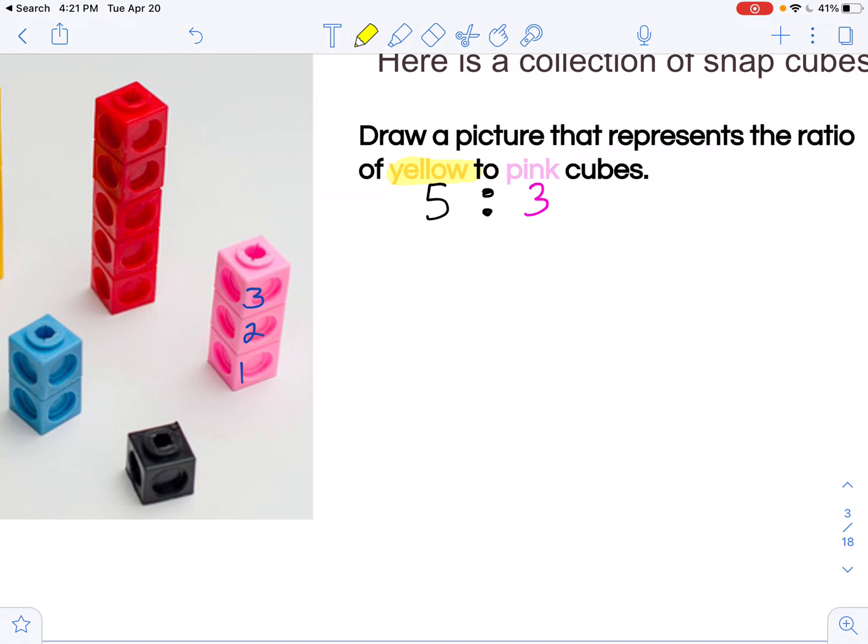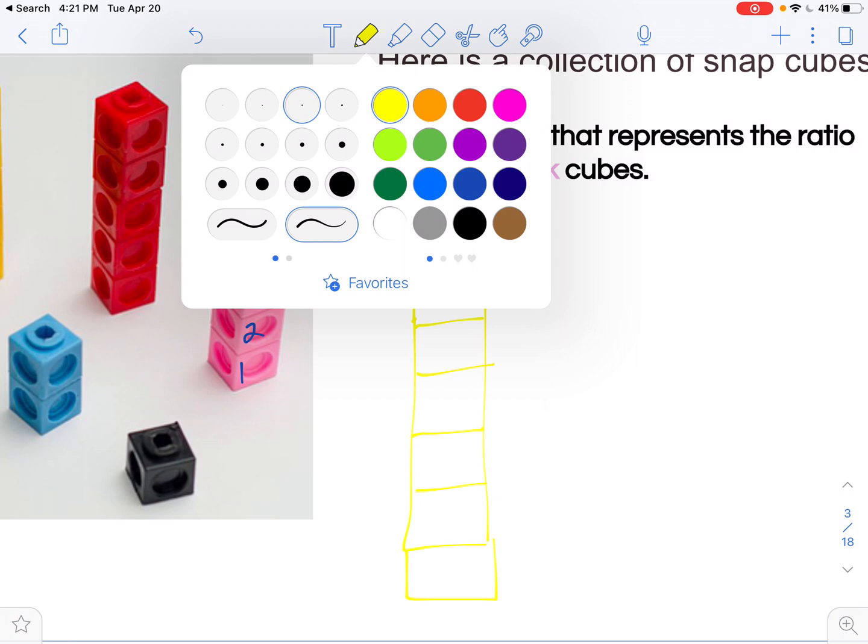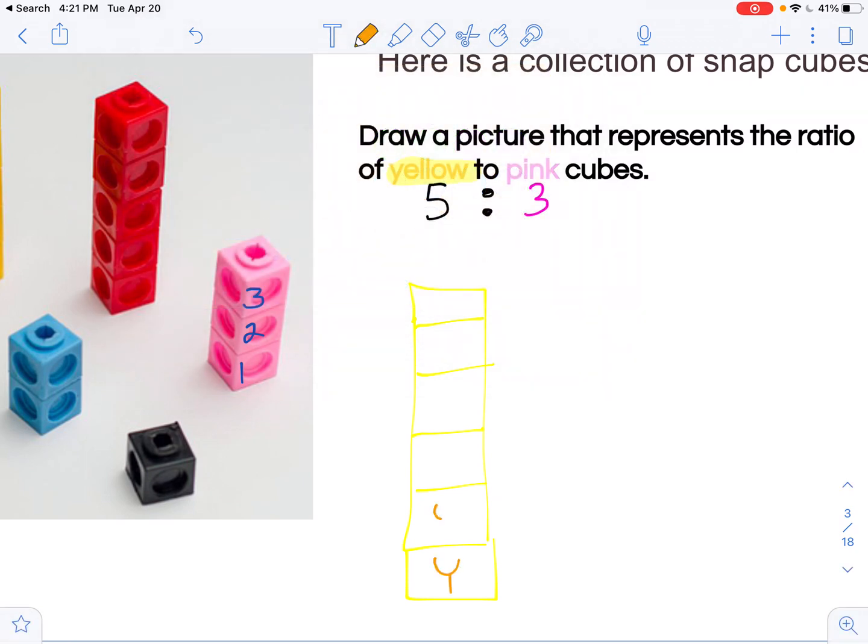So let's see, I have yellow, so I'm going to draw that. Let's actually draw them together. I need 5. 1, 2, 3, 4. I'll put one more in there. 5. All right. And I'm going to write in there Y, Y, Y, Y, Y. Sometimes it's tricky for me to actually see the yellow pen, so this will help you see them as well.